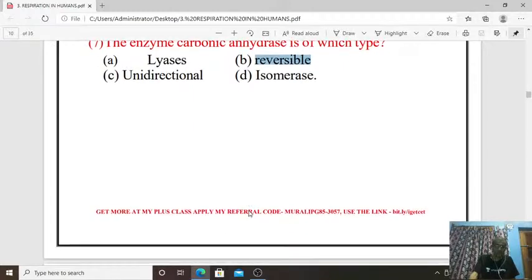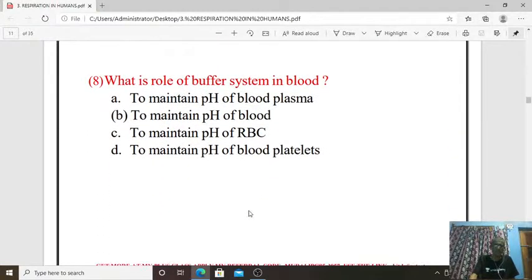Next question number 8. What is the role of buffer system in blood? The liquid buffer system in the blood. Why is it there? So the answer: to maintain pH of blood plasma, to maintain pH of blood, to maintain pH of RBC, to maintain pH of blood platelets. So the answer is to maintain pH of blood. So buffer solution is present just to maintain the pH of blood.